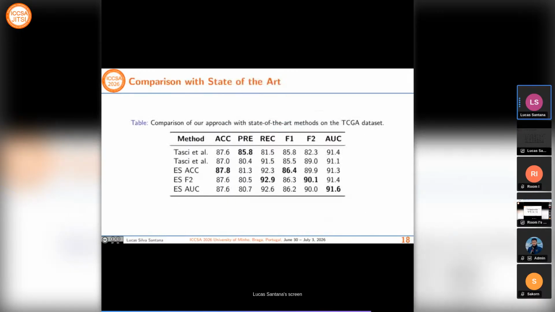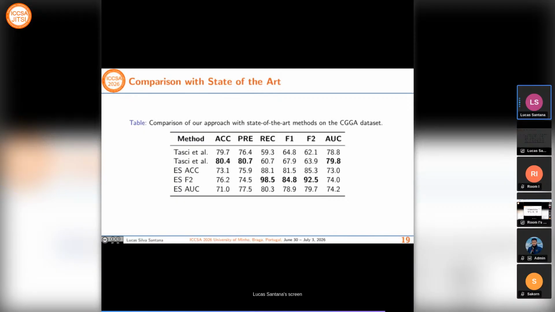We compare our method with the state of the art provided by Tassi and colleagues on the TCGA dataset. And overall, our PSO ensemble achieves competitive or even better performance across all metrics. So the ensemble optimized for accuracy got the highest accuracy and F1 score. The one optimized for F2 reached the best recall and F2 score. And the one optimized for AUC got the highest AUC.